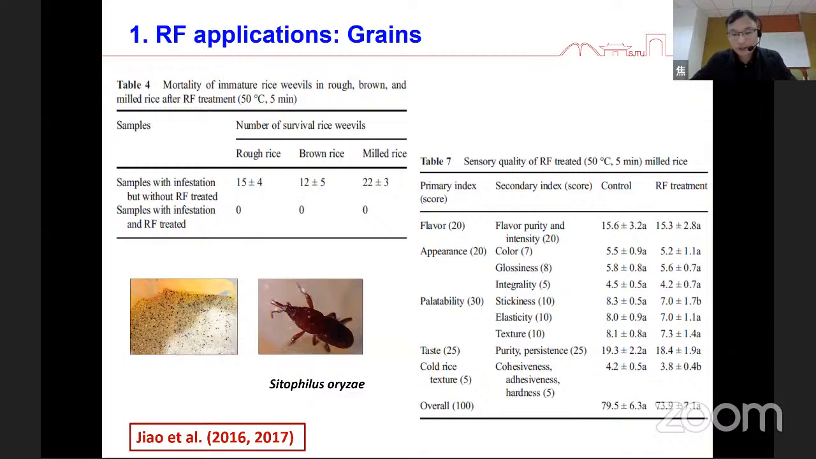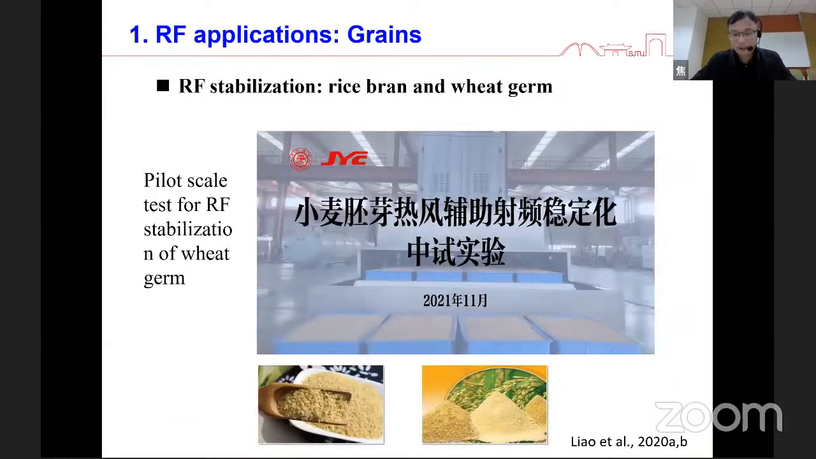I won't go into the details about this part of the research, but another research associated with the grains is that we try to use RF for the stabilization treatment of rice bran and wheat germ. Actually, these are really important products for grain processing, and they have very high nutritional value. But the main problem is that they are very prone to quality deterioration. So the storage life is relatively short.